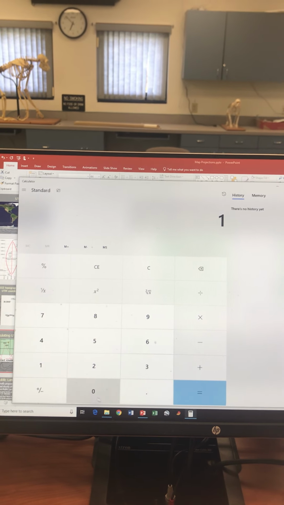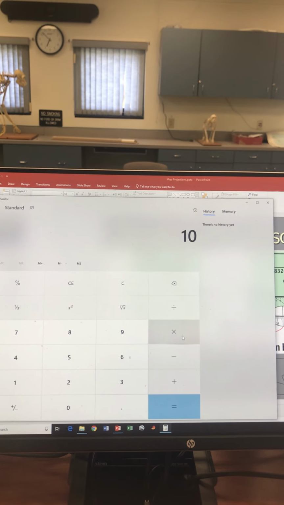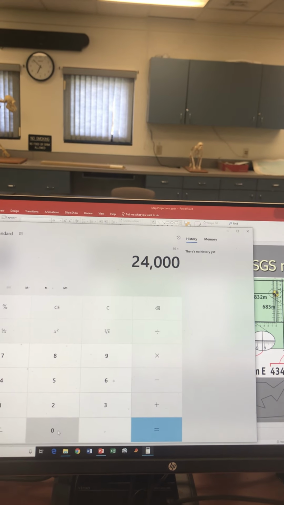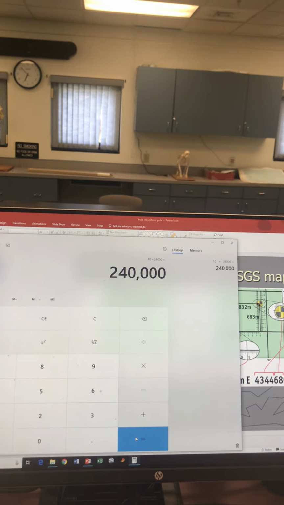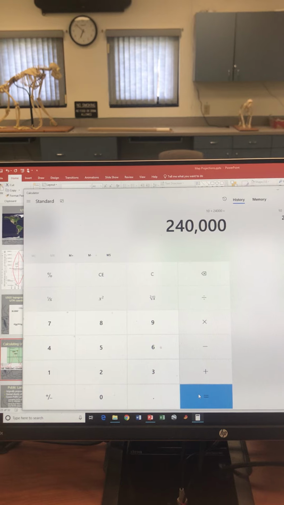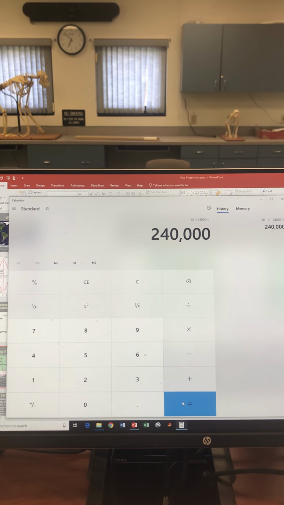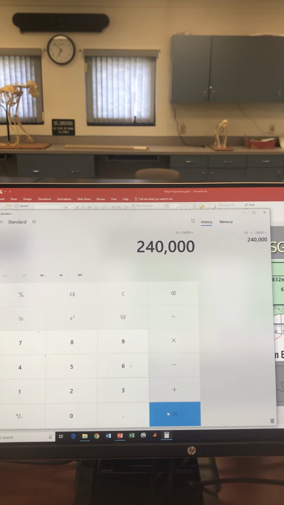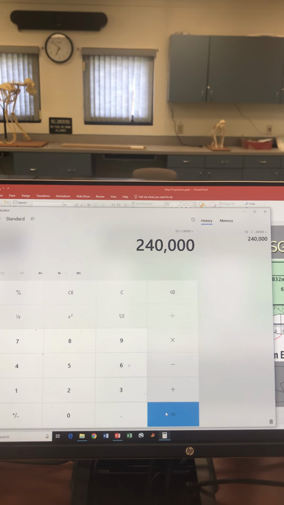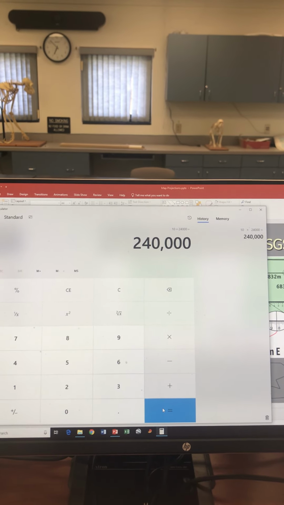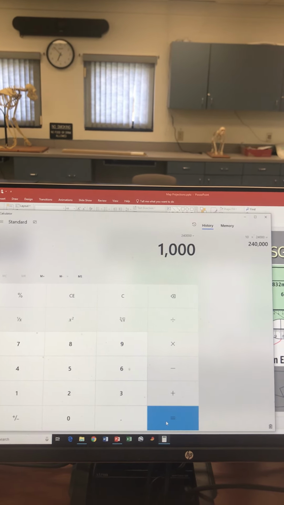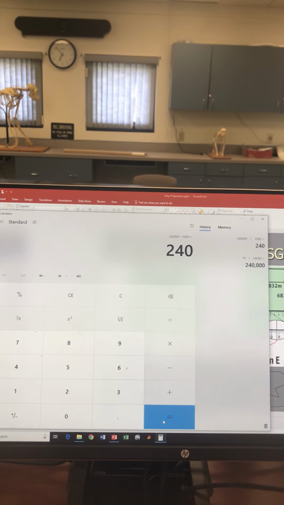So let's start with the northing. If we take 10 millimeters, to get to the scale of the map, we have to multiply by 24,000, which is the scale of the map. That tells us that on the ground, those 10 millimeters represent 240,000 millimeters. But we want to add these to the UTM coordinates on the map, which are in meters. So to convert the millimeters to meters, we divide by 1,000, and we get 240.